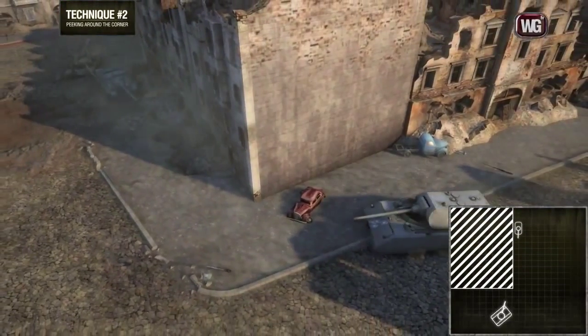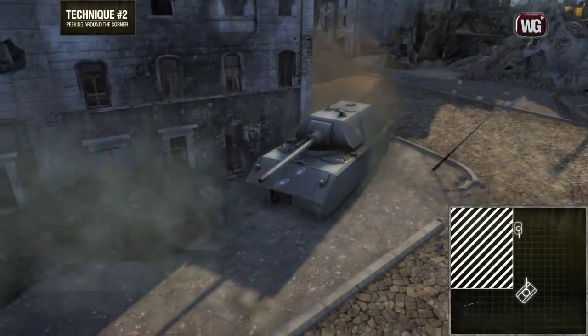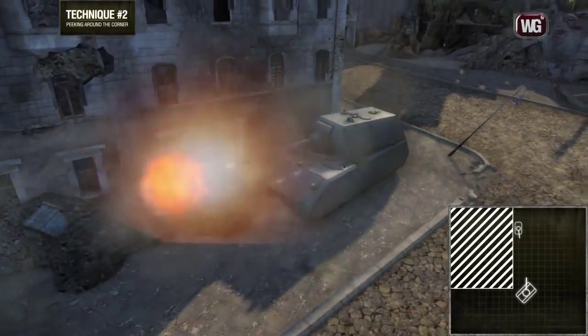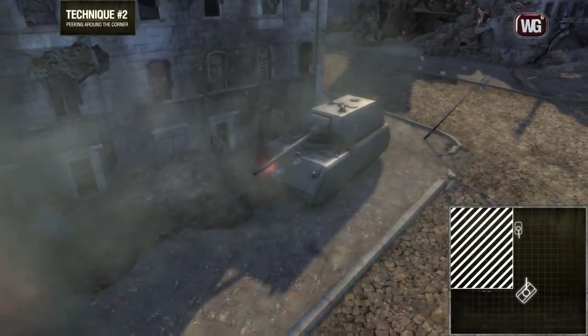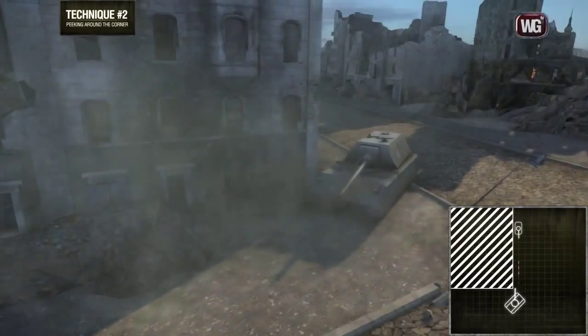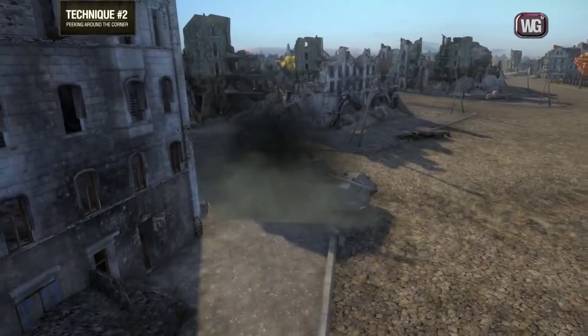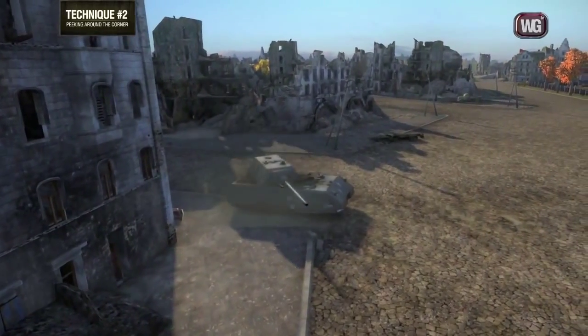Technique number 2. Peeking around the corner. You should always drive cutting corners so as to protect your vulnerable hull side and your tank's tracks. You should also keep in mind the composition of your vehicle armor so that enemy shells hit only the most protected parts of it. You should expose your tracks only in case your enemy has just taken a shot or doesn't see you.